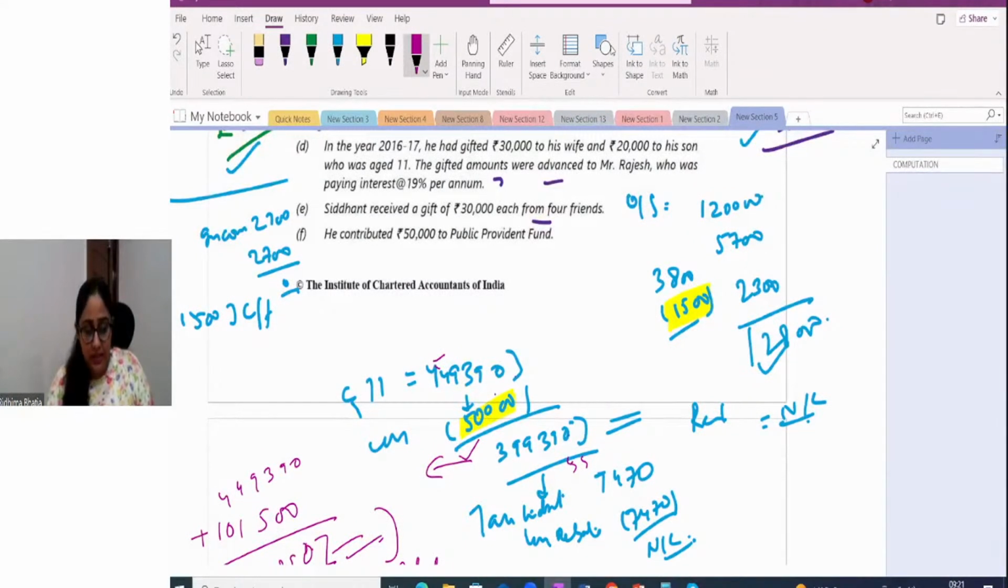Write that advice clearly that don't opt for 115 BAC. Any other query from 115 BAC, from AMT, from this chapter first, and then any other query you would like to take from other chapters?